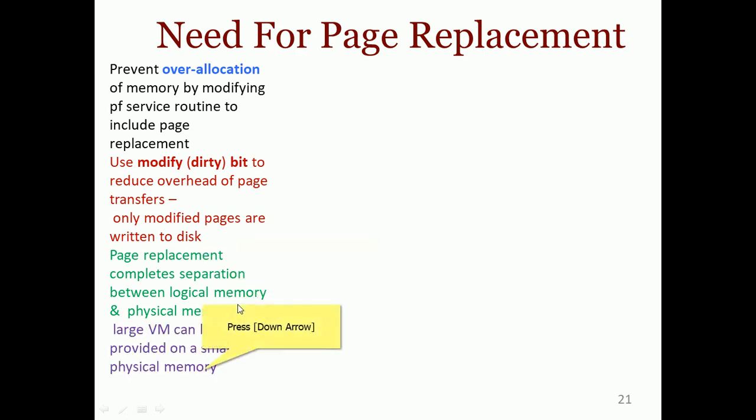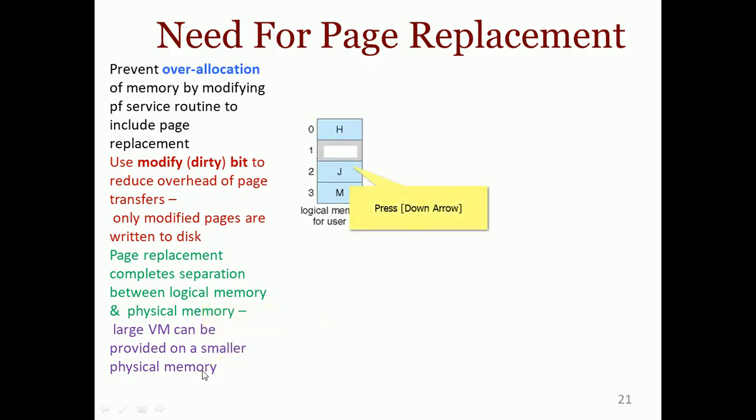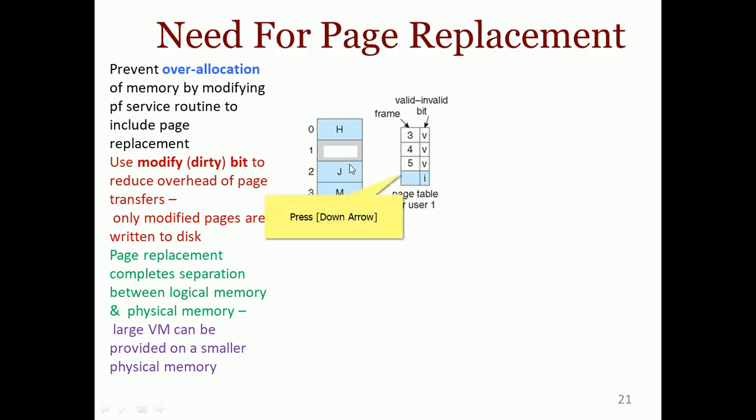So a large virtual memory can be provided on a smaller physical memory, so the user will enjoy that even with small memory. So for logical memory for user 1 we have pages 0, 1, 2, 3 and the data are H, J, M, and so on. So the corresponding page table will be there. Here we have the frame number.